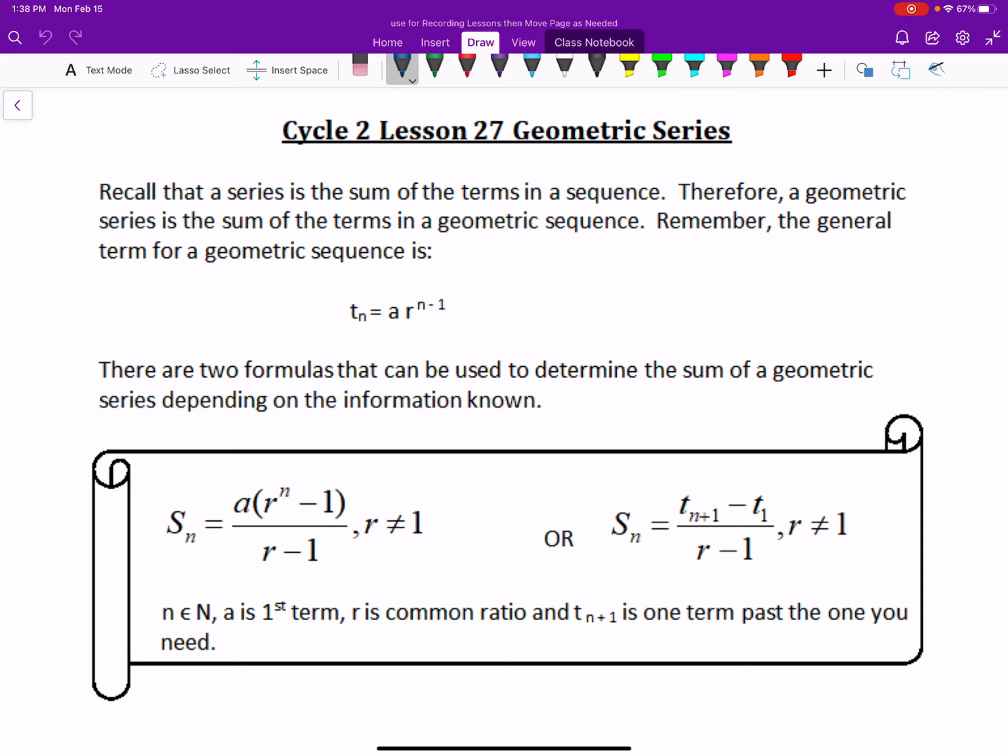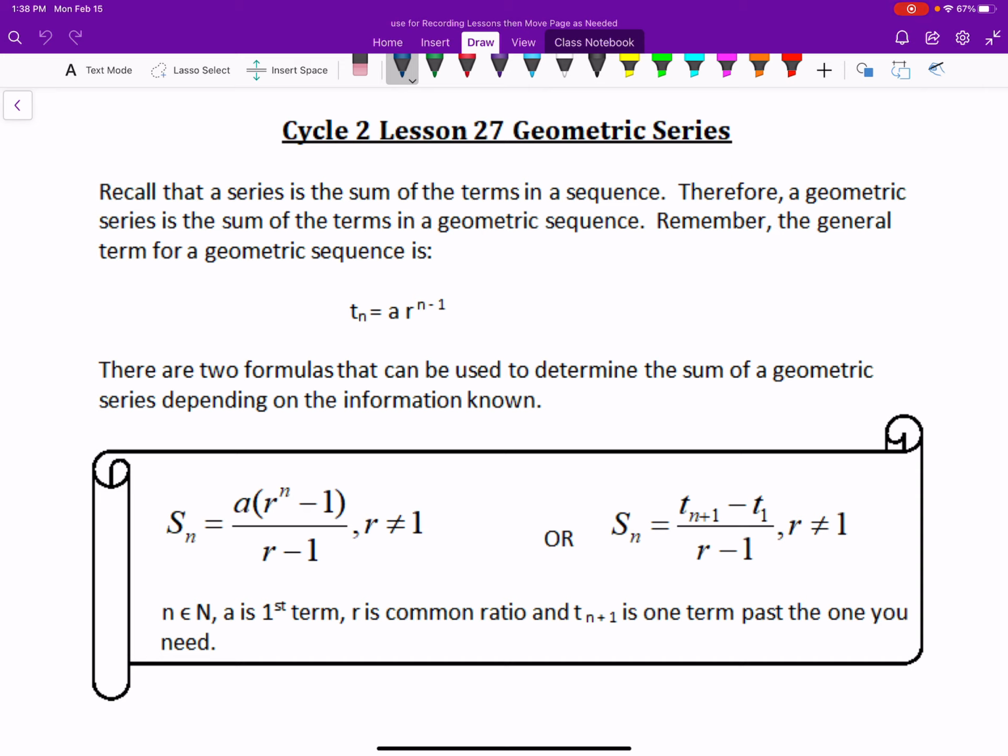So we've already looked at what an arithmetic series is. That's the sum of an arithmetic sequence, a sequence in which there's a common difference, where each term is a certain amount greater or less than the previous term. And the series part just means we add them up.